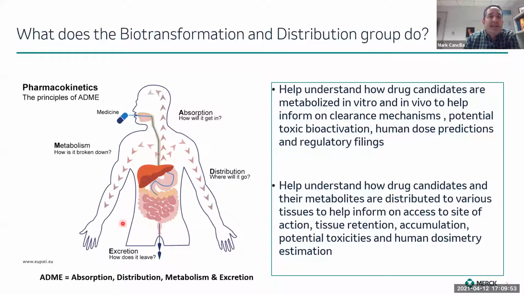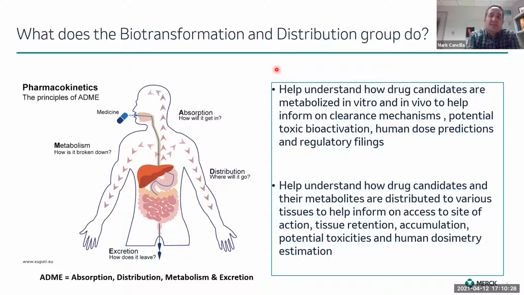So that's the ADME. So what the group does is really helps understand how drug candidates are metabolized. So that's the biotransformation side, both in vitro and in vivo, to really help inform on these clearance mechanisms. We work a lot with our safety colleagues within Merck to look for potential toxic bioactivation and active metabolites. And we also really help with identifying the potential human dose predictions. And then we do a lot of work with regulatory filings. And then that's on the metabolism side.